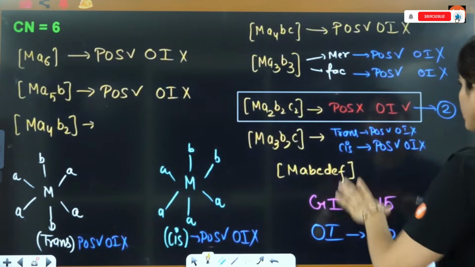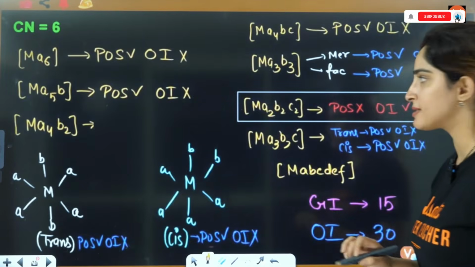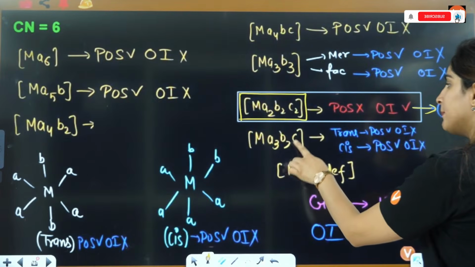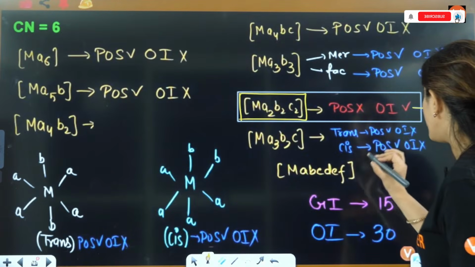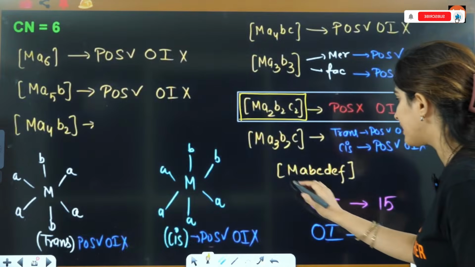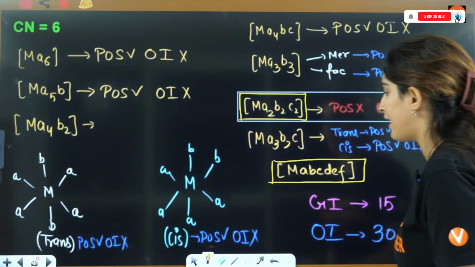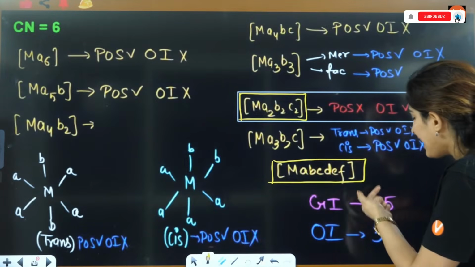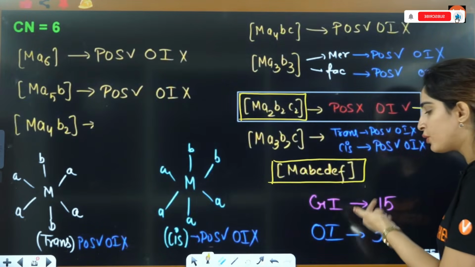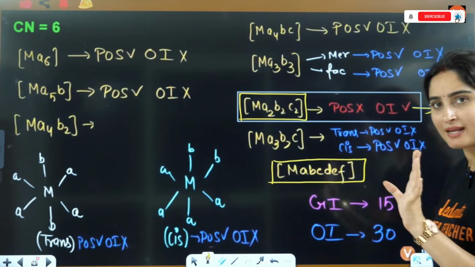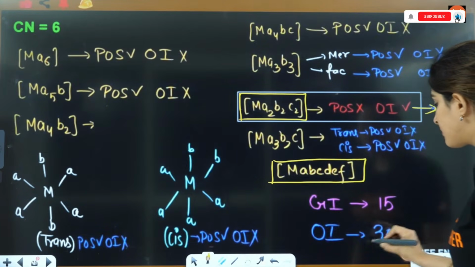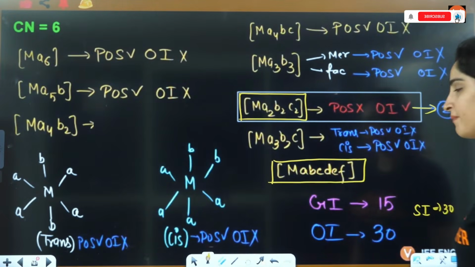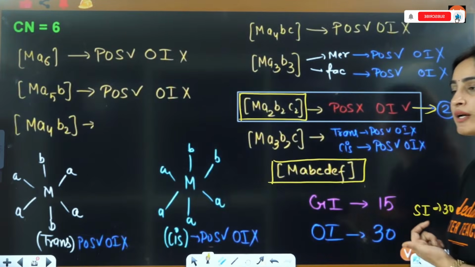MA2B2C2 will give you optical isomerism. So this one is important, MA2B2C2. Then you have MA3B2C. Here you will have no optical isomerism, but in case of MABCDEF, which gave you 15 geometrical isomers that we have seen, each geometrical isomer will give you an optical isomer, right? So 15 multiplied by 2, total optical isomers are 30 and total stereoisomers will also be 30, because geometrical isomers you have calculated here only.